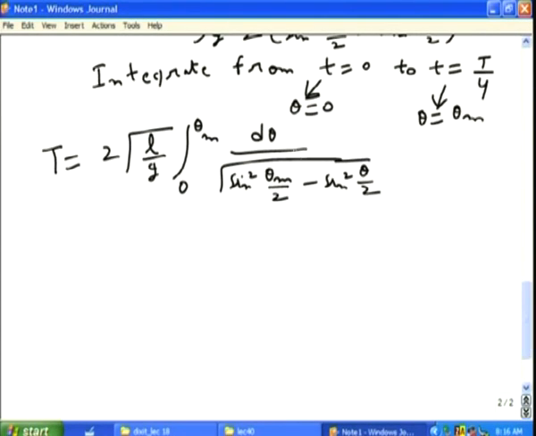This cannot be further simplified. So, this integration cannot be determined in an exact manner. It can be determined numerically. This integral is called elliptic integral.